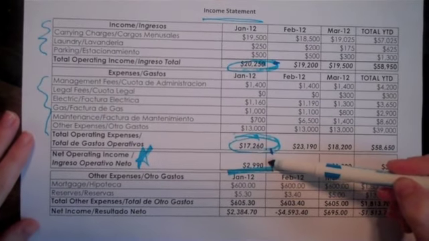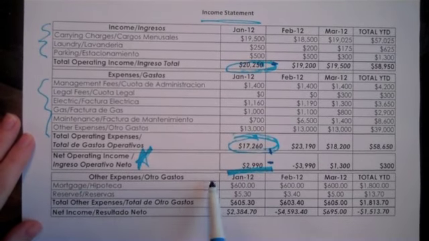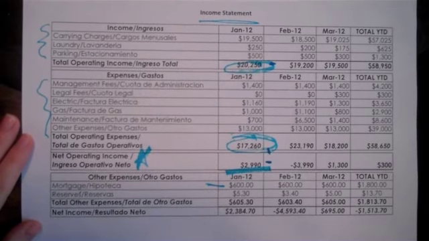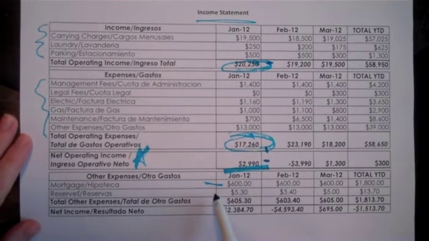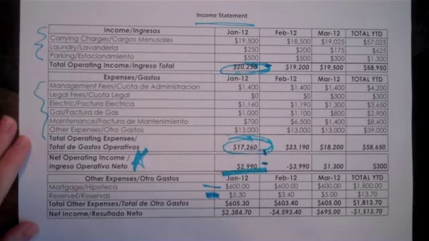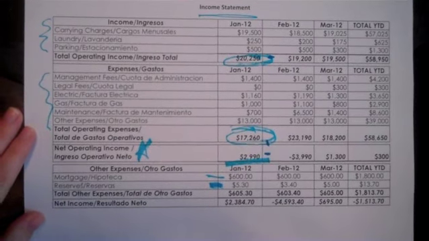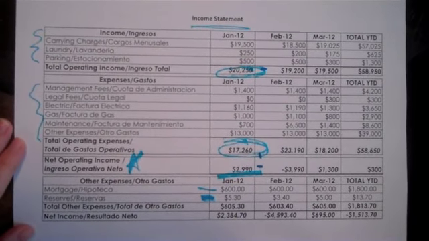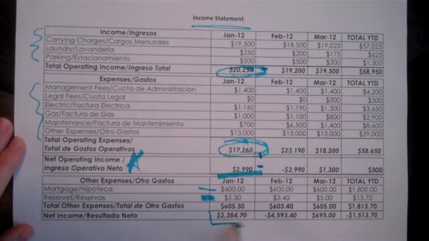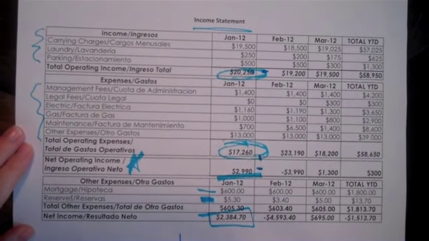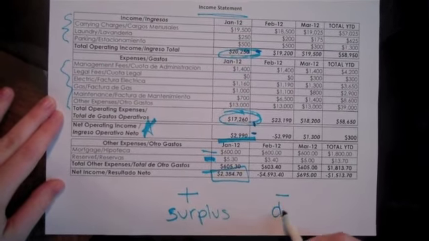After your net operating income, you have other expenses, such as mortgage and reserves. The mortgage is what you pay to the bank every month to keep your building, to pay off your building. The reserves is what you put into an account, like a savings account, so that later, if there are building emergencies, your organization has money to pay for them. After all of this, you see your net income. Your net income can be positive, a surplus, or negative, a deficit.